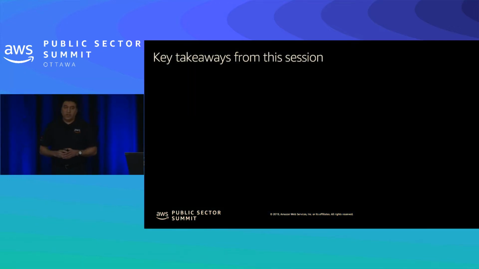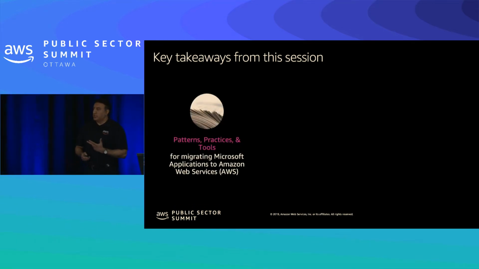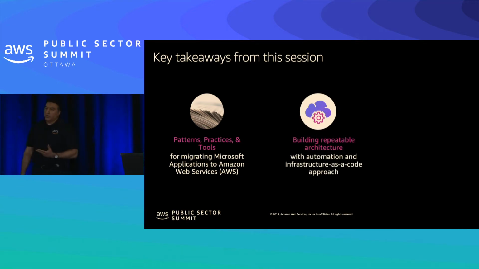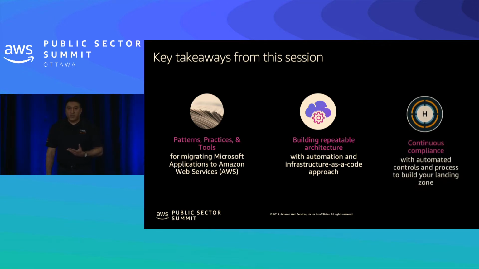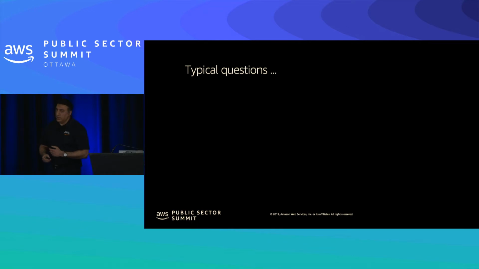I'd like you to take away three things from this session today. One, what patterns, practices, and tools does AWS offer in terms of migrating Microsoft applications to AWS? Then, how do you use infrastructure as code to build repeatable architectures? And then we'll talk about how do you achieve continuous compliance during and after you migrate Microsoft applications to AWS. We'll do this by addressing three typical questions that get asked.